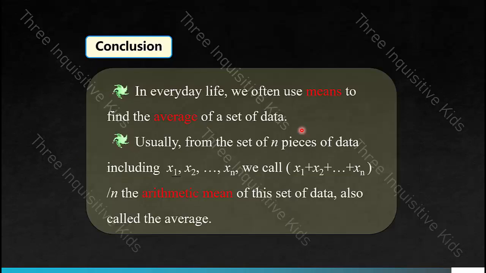Our conclusion is that in everyday life, we often use means to find the average of a set of data. Say we have a data set with n pieces of data, x1, x2, all the way to xn. We first add up x1 all the way to xn, and then divide by n. This is called the arithmetic mean of the set of data, and it can also be called the average.